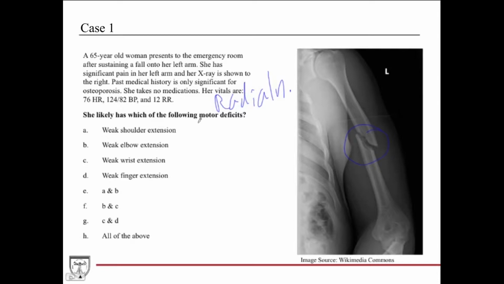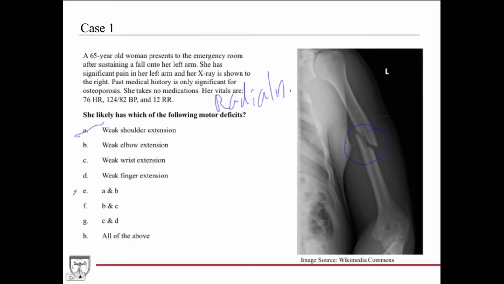That would be more so like the latissimus dorsi, which is innervated by a thoracodorsal nerve. So this answer is probably out because shoulder extension is okay because it's carried out by muscles with different innervation than radial nerve. And then also, these muscles are proximal to the injury site. This is more so in the arm than up in the shoulder joint.